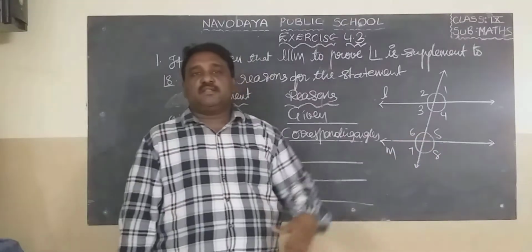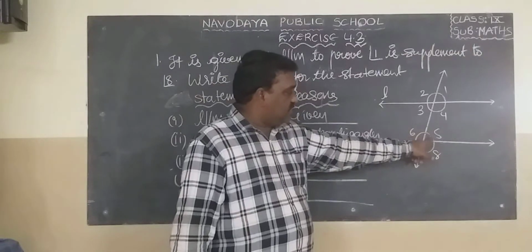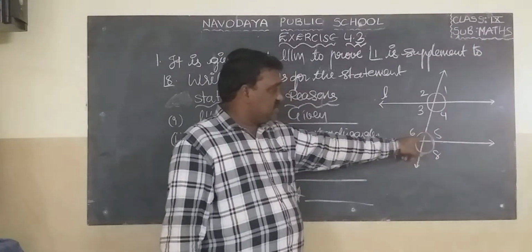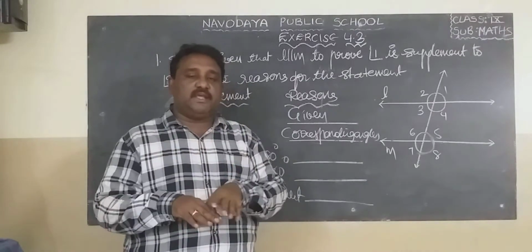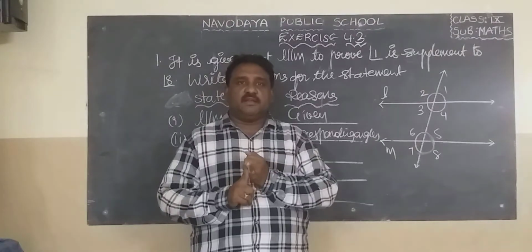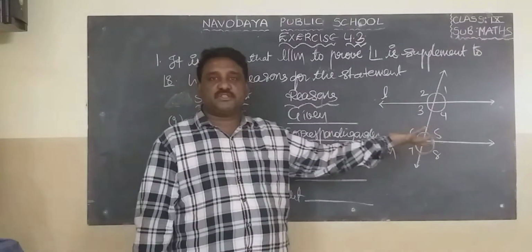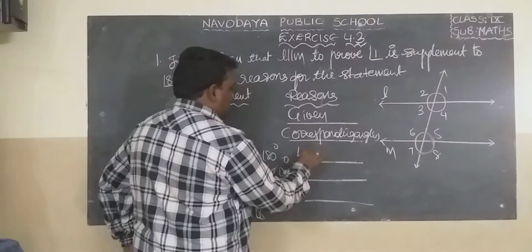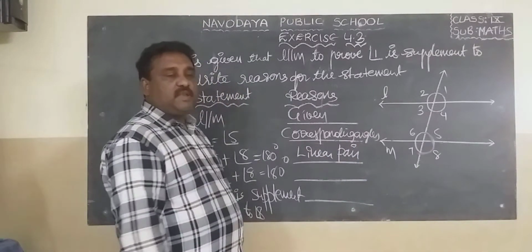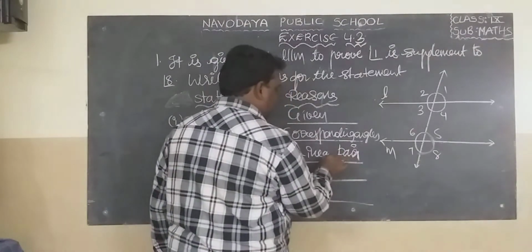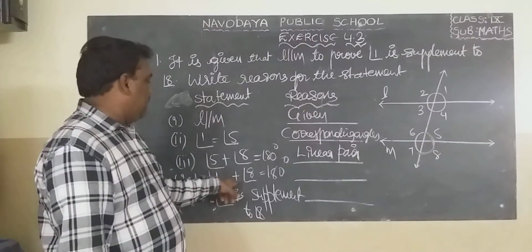What is the reason? That is a linear pair. Sum of two adjacent angles. You see the same shape also. This is a protractor. So it is 180. Angle 5 plus angle 8 equal to 180. Why is it 180? First reason, they are adjacent angles. Second reason, the sum of the adjacent angles is 180 because it is a protractor shape. So what is the reason? Linear pair. That is the reason.